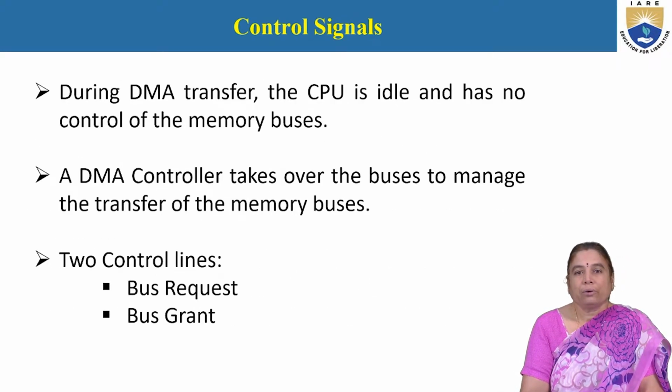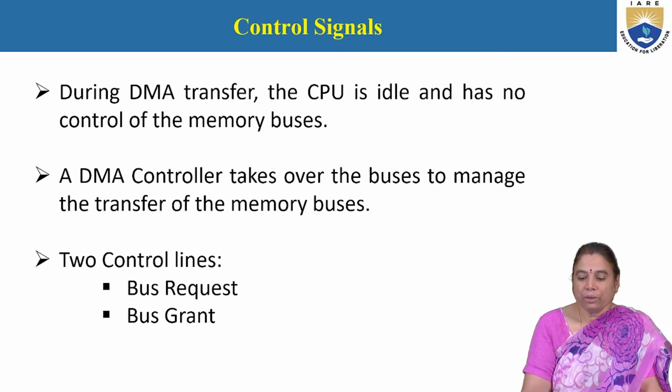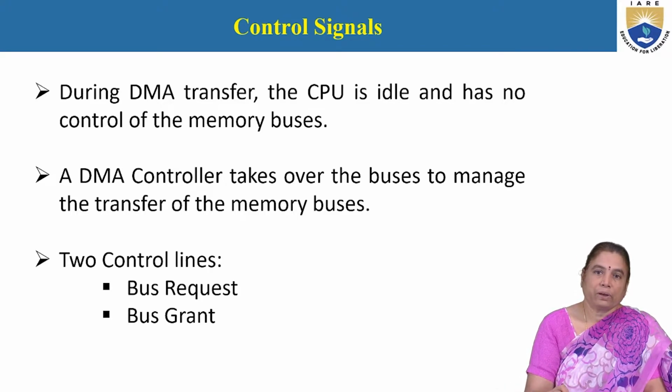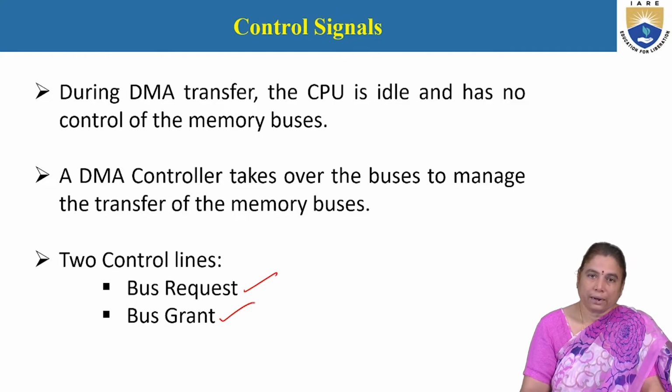Here, to acquire the CPU attention, the input-output devices can request the DMA controller. The DMA controller uses special control signals. During DMA transfer, the CPU is idle and has no control over the system bus. The DMA controller takes over the buses to manage the transfer of the memory buses. Two control lines can be used for this purpose. One is bus request, second one is bus grant.